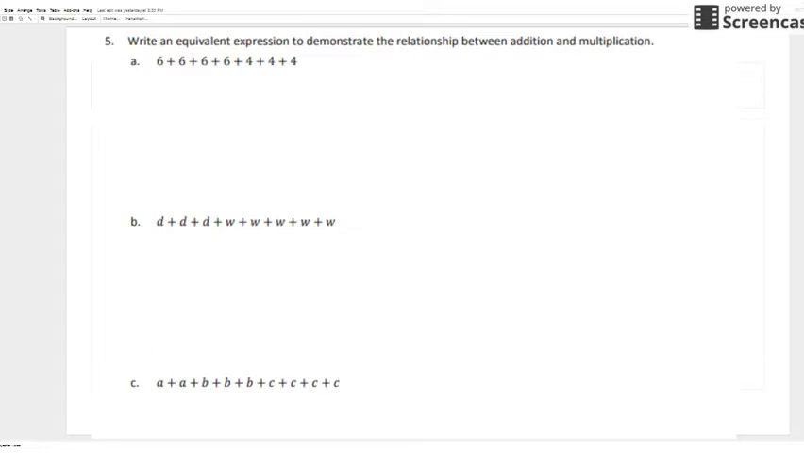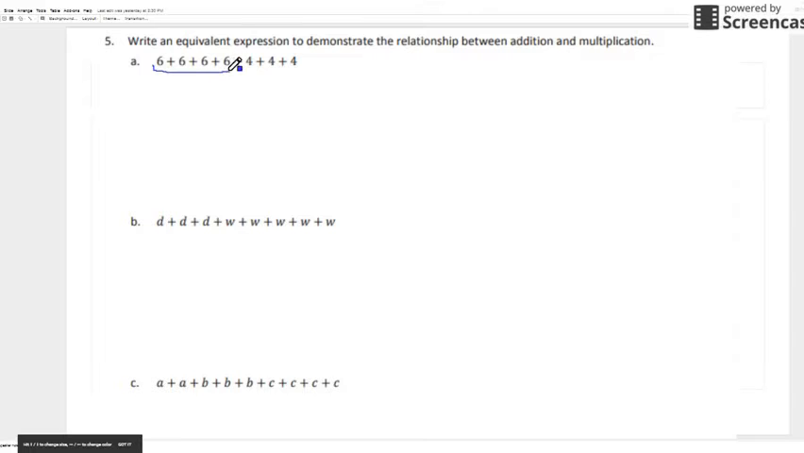All right, hello students. Kind of the last type of examples we're going to go over is if we have multiple numbers or variables that we have to deal with. I'm going to write an equivalent expression to demonstrate the relationship between addition and multiplication. So now we're going to take what's in common and group them together using multiplication, but still combine them using addition. So let's go over an example and hopefully see what I'm talking about.